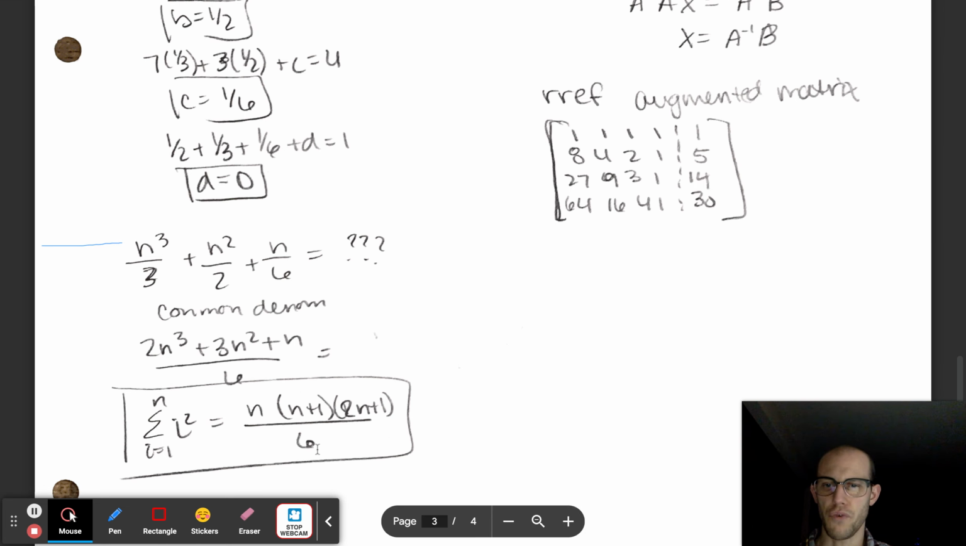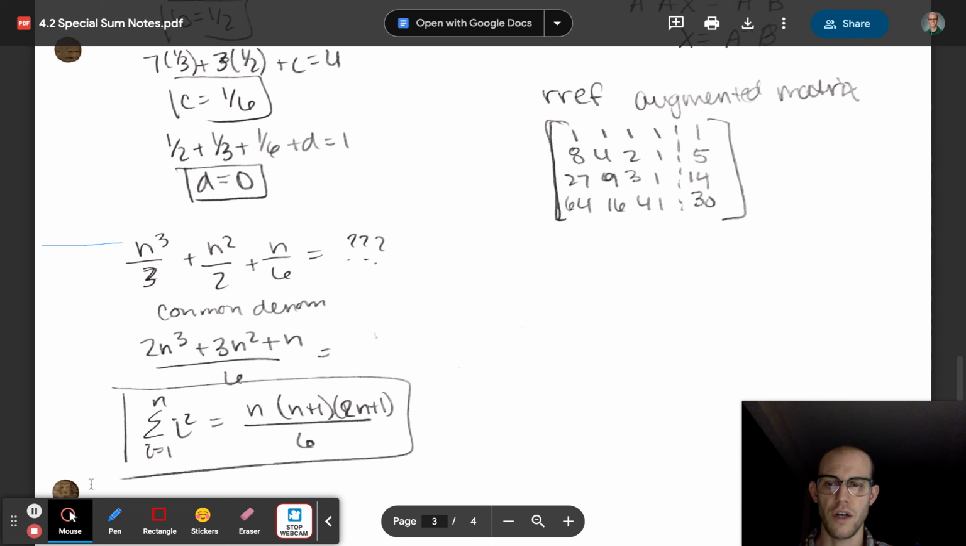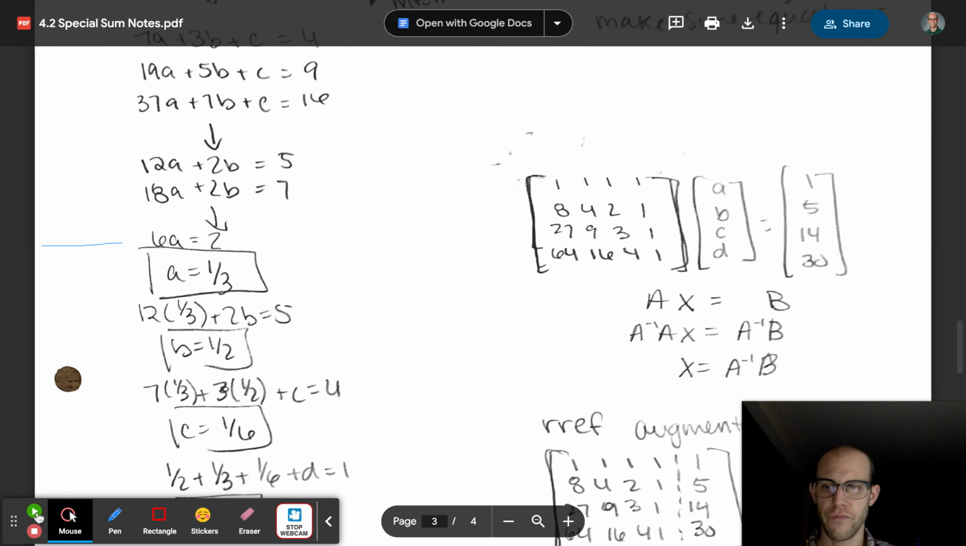So this general form here looks very similar to what we had for the summation of i. The summation of i, if you recall, was n times n plus 1 over 2. And now this is the same start with a 2n plus 1 over 6. Whew. Another way you could do that is with matrices.